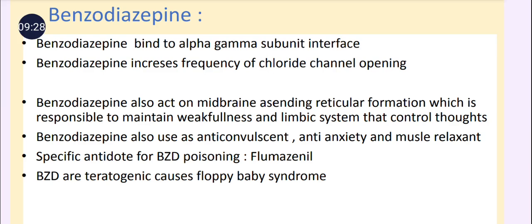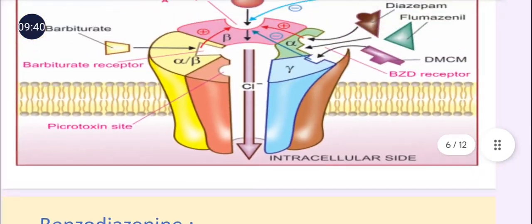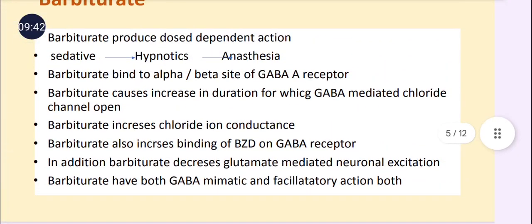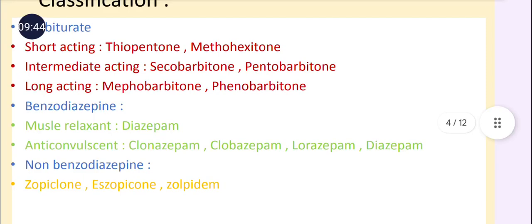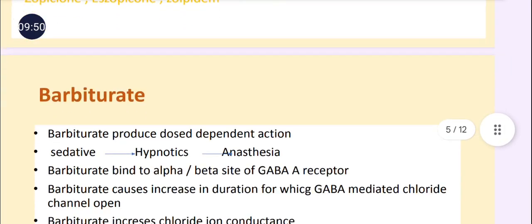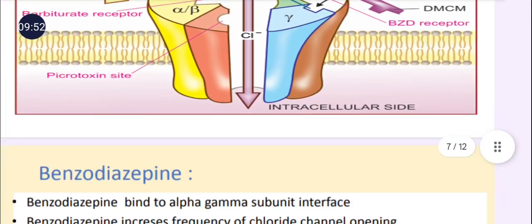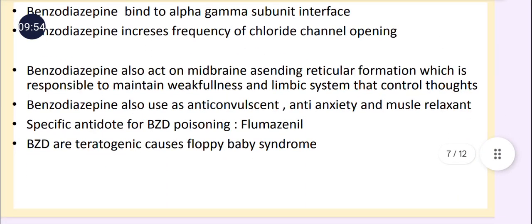Benzodiazepine also acts as a good anticonvulsant, anti-anxiety and muscle relaxant drug. Muscle relaxant, that is diazepam. Then anticonvulsant, you can remember by the trick, that is CLLD: C means clonazepam, clobazepam, L indicates lorazepam and D indicates diazepam. So this is about the mechanism of action of the barbiturate and benzodiazepine.